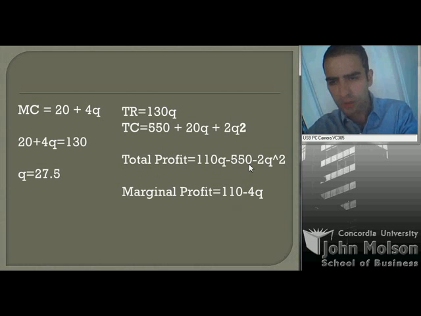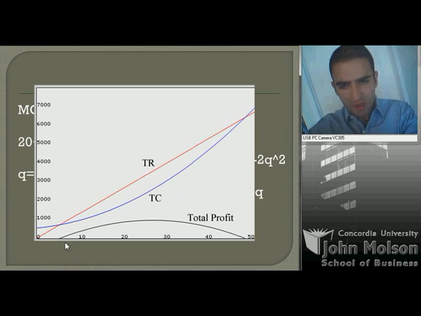Or we can graph our total profit function and see where it is at its maximum. If we graph it, it's going to look something like this. We can see here that the total profit function reaches its maximum right around here, which is 27.5. We can also see that right there, the total cost function and the total revenue function have the same slope, or where the total revenue function is tangent to the total cost function. That is where marginal cost equals marginal revenue.